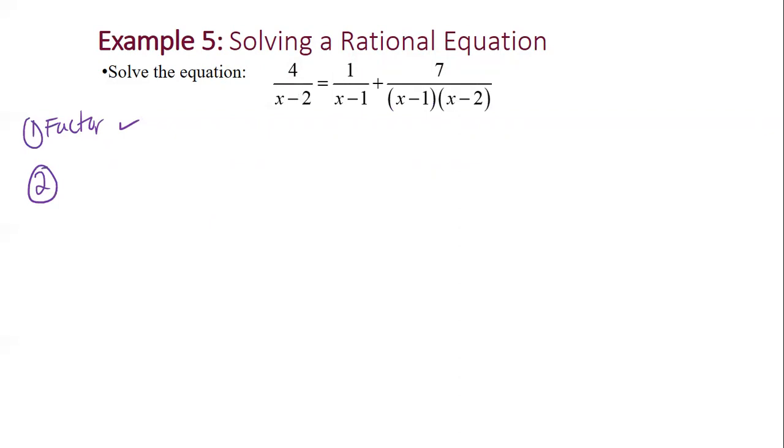Step 2 is to find your LCD. The LCD is the least common denominator you can have. When it's in factored form, your LCD is just your factors. So when I look here, my LCD is x minus 1 and x minus 2, because those are my 2 factors in the denominators.